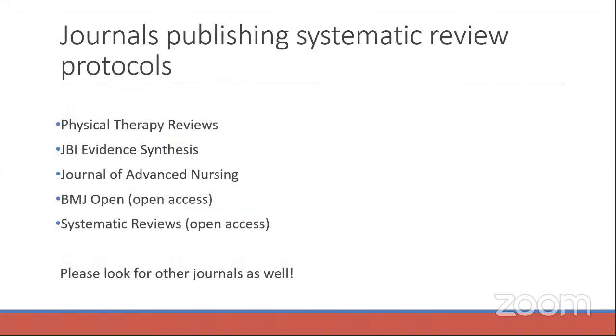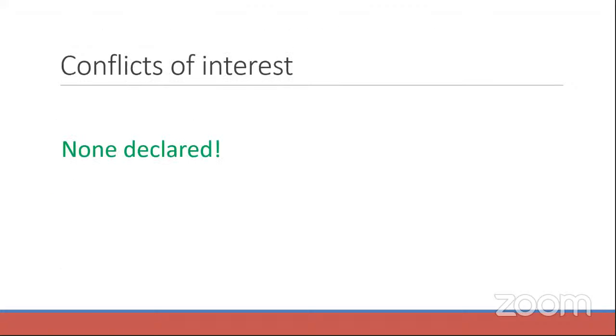If you want to publish your protocol, there are only a few journals that publish systematic review protocols. Some of them include Physical Therapy Reviews, JBI Evidence Synthesis, Journal of Advanced Nursing, BMJ Open, and Systematic Reviews, and these last two are open access and paid ones. You might have other journals you need to look at.